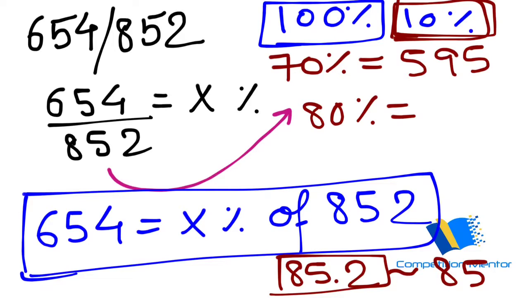So 85 into 8 is pretty simple to multiply, right? It's not that difficult. So what is 85 into 8? That is 80% actually. That is 680, right? So one thing we came to know, if you quickly have done this in mind, is that your answer is going to lie between 70% and 80%, and obviously it is more than 70%.